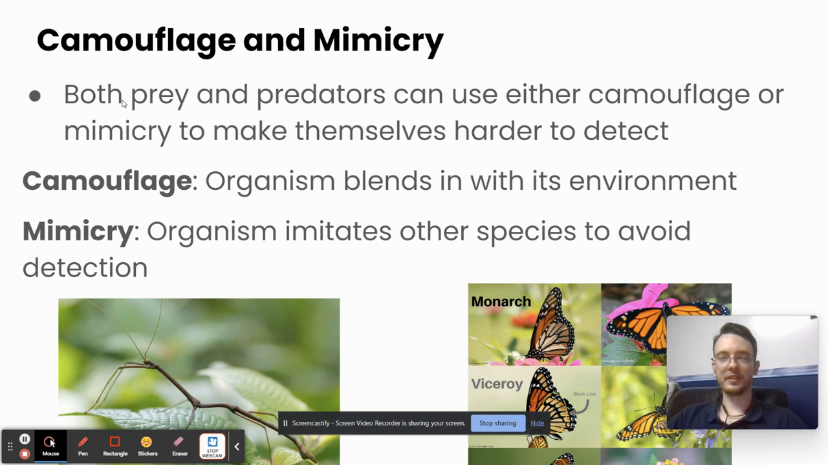So, here's a cool example of something involved in predation. Camouflage and mimicry are ways for both predators and prey to hide themselves from each other. So, prey would want to hide from predators to make sure it doesn't get eaten, and predators would want to hide from prey so they could catch them or trap them. So camouflage is a term used for when organisms blend in with their environment, and mimicry is the term used when one organism imitates a different species to avoid detection. So there's butterflies that'll have wings that look like the eyes of an owl, and then other organisms stay away from it because it looks like another creature, an owl.